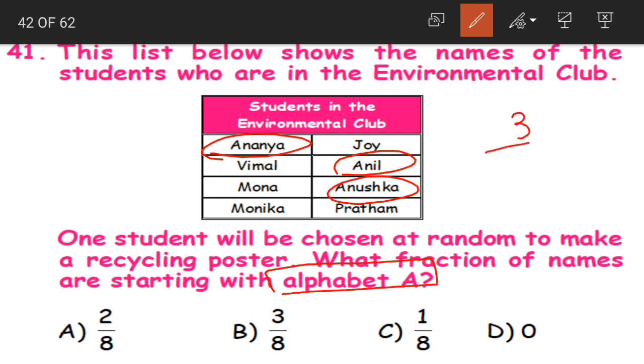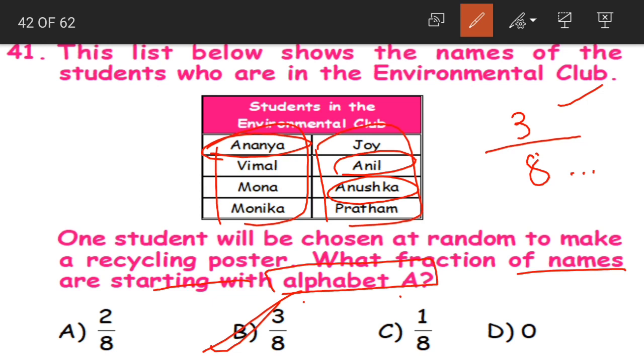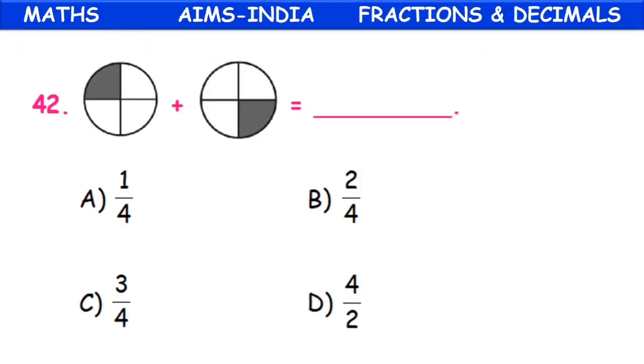So that will be our numerator. Divided by what will be the denominator, children? Denominator will be the total number of students. 4 plus 4, 8. So 8 will be our denominator and 3 will be our numerator. So this fraction represents the number of names starting with the alphabet A. Option B, 3 by 8 is our correct answer.